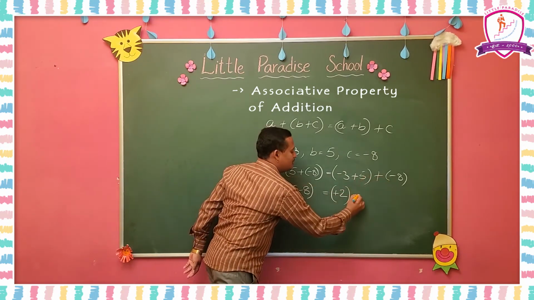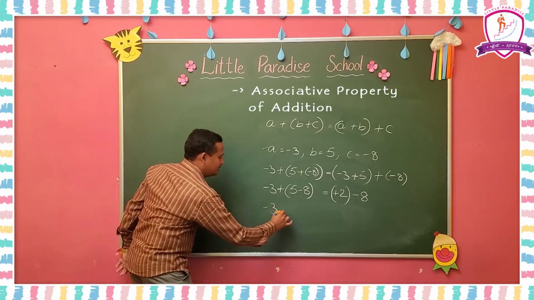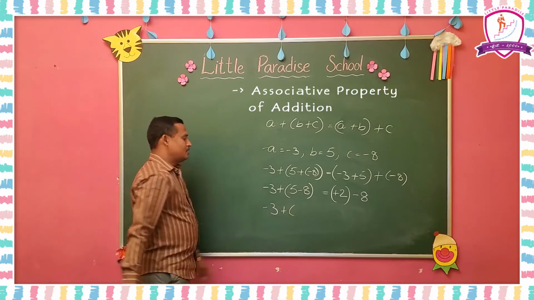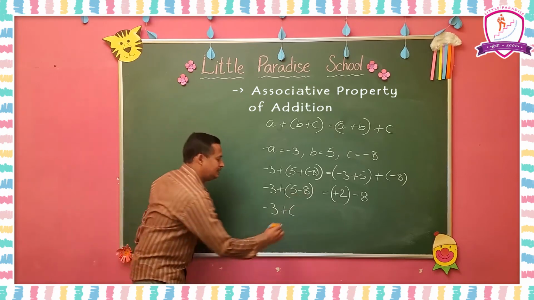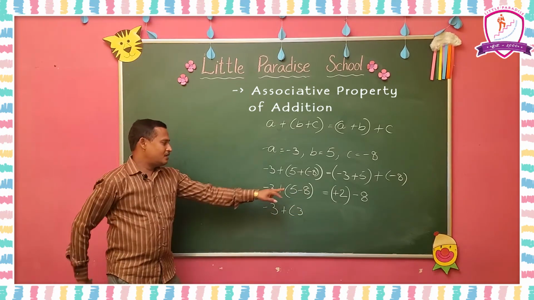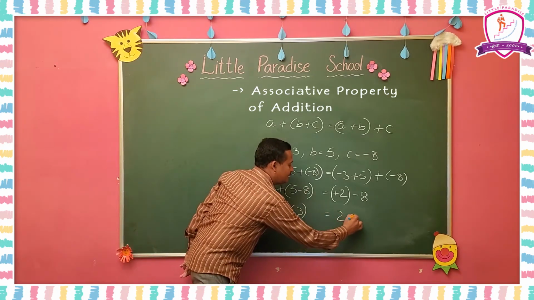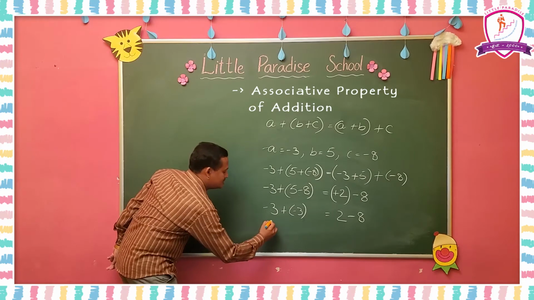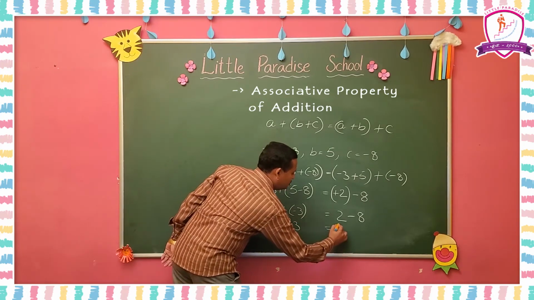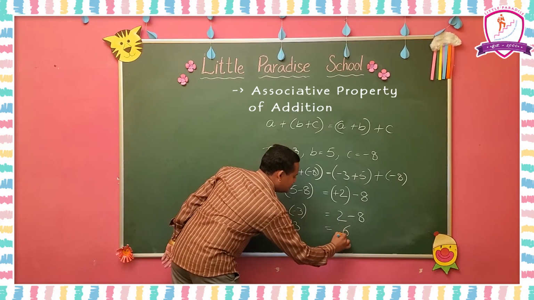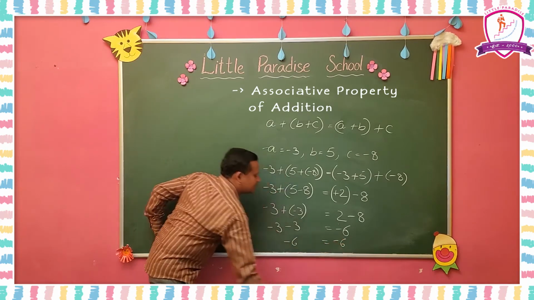Next, plus into minus, minus 8. Here also we have to remove the bracket. Minus 3, here plus of 5 minus 8. So we have to find the difference of 5 and 8, which is 3, and the bigger number has the minus symbol, so we have to put minus for the answer. This is equal to 2 minus 8, here minus 3, then 2 minus 8 is minus 6. So here minus 6 is equal to minus 6.